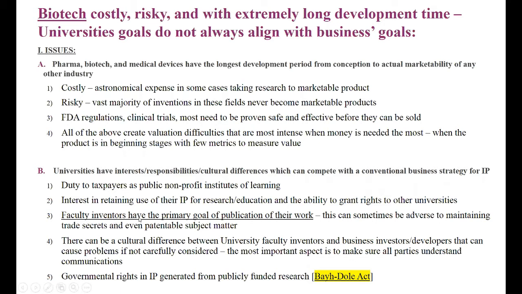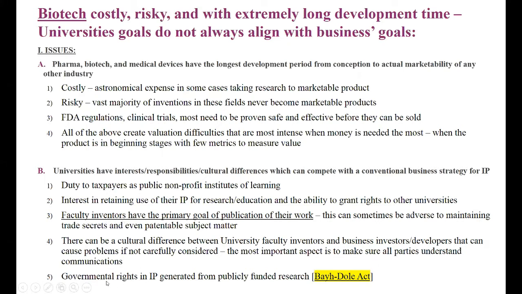Another point is that faculty inventors often have the primary goal of publishing their work, and this might be adverse to maintaining the work, certainly as trade secrets, and even as to patentable subject matter. I remember when I was at IBM, I had responsibility for the research division, which really is a lot of people who are very much like professors, and they really more valued publishing their work than patenting it. And I think universities have the same issue.